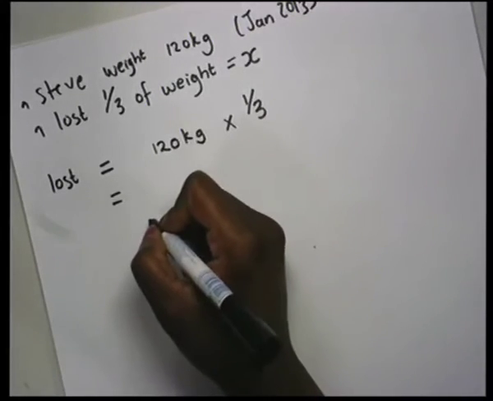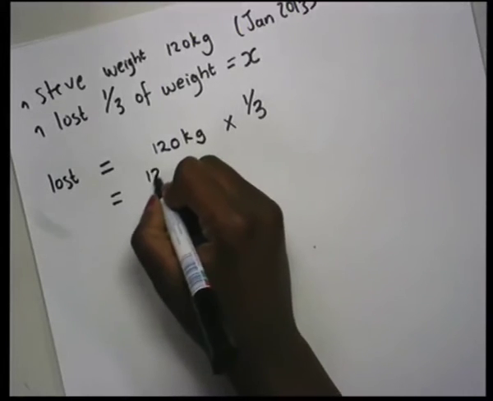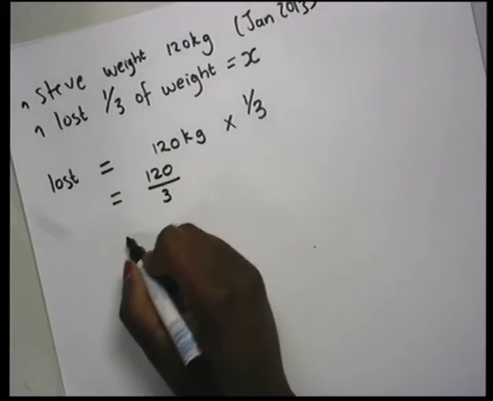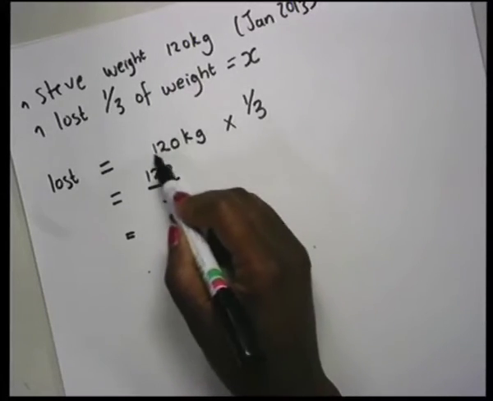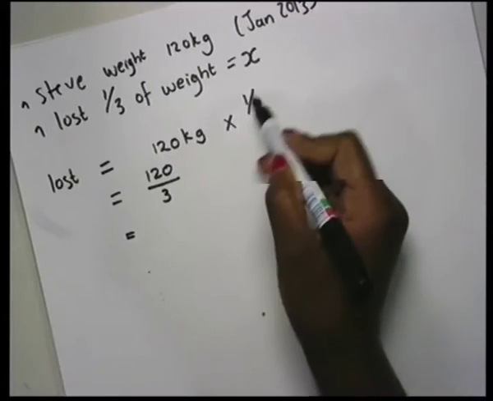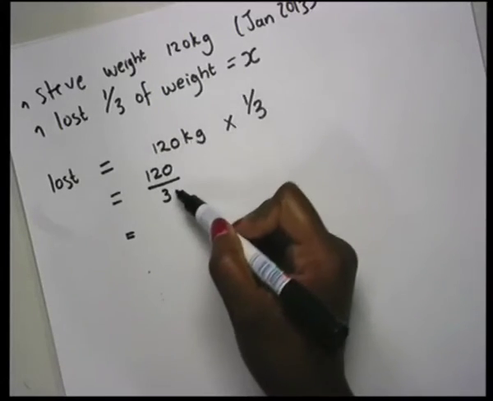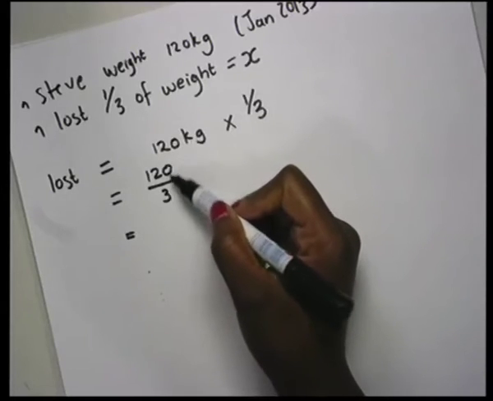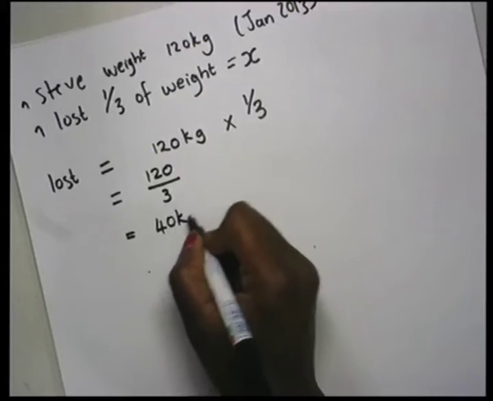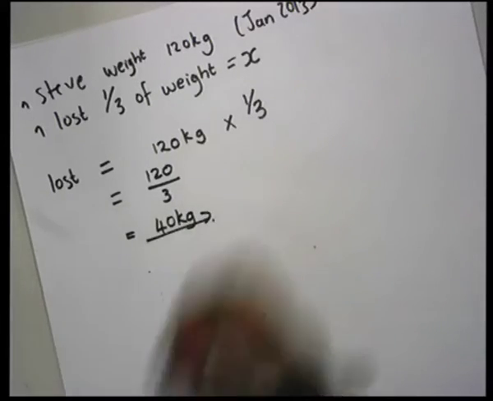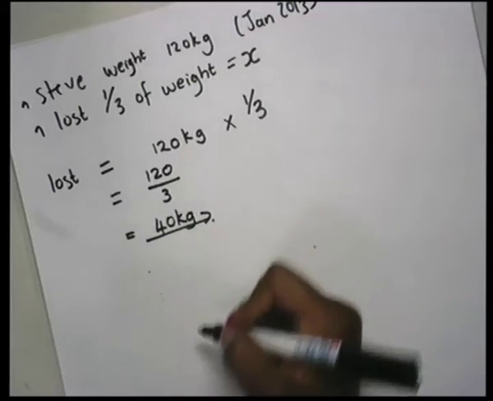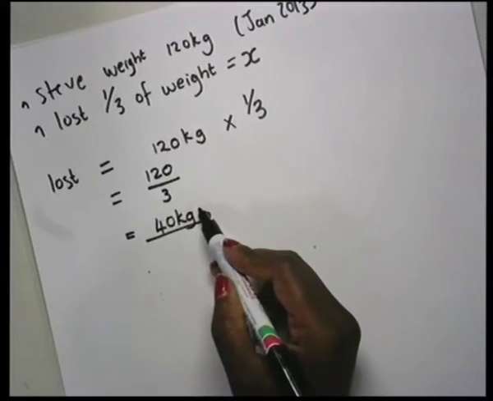Which is equal to 120 divided by 3, because if we take practically this 120 kilograms, it means 120 over 1. So if we multiply it by 1 over 3, it means 120 over 3. If we take 120 and divide it by 3, we come to 40 kilograms, meaning that Steve lost 40 kilograms. So a third of Steve's weight is 40 kilograms.